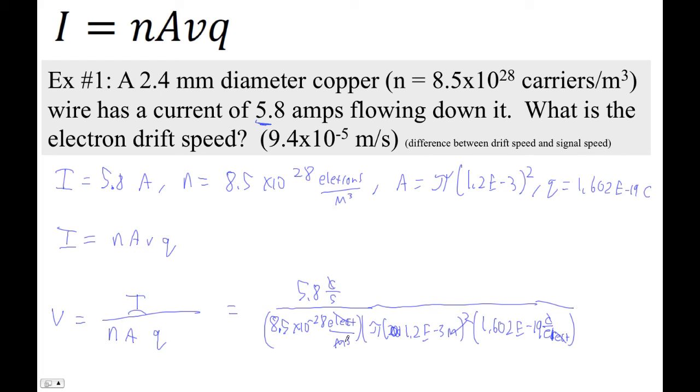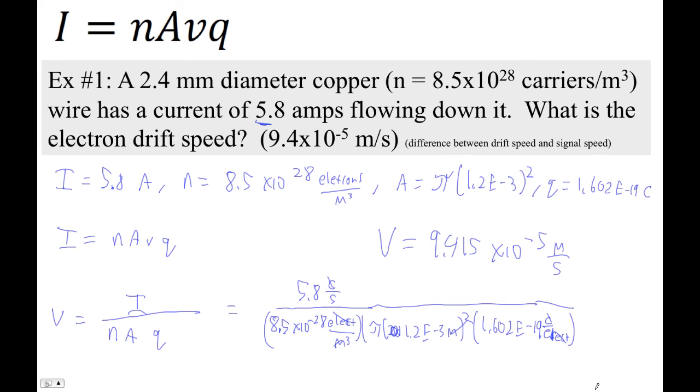Okay, this is good stuff. 5.8 divided by parentheses 8.5 e28 times pi times 1.2 e minus 3 squared times 1.602 e minus 19, right parenthesis, which is the end of the denominator. And I'm getting 9.415 times 10 to the minus 5th meters per second.